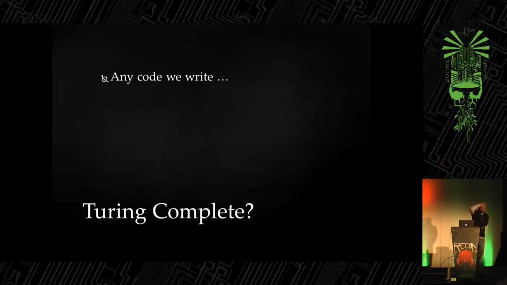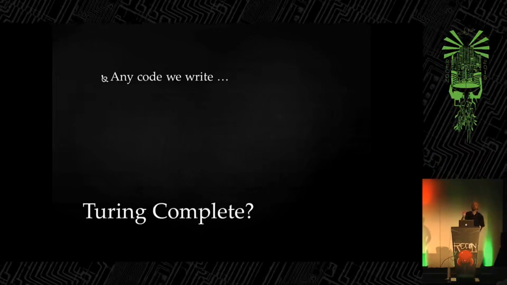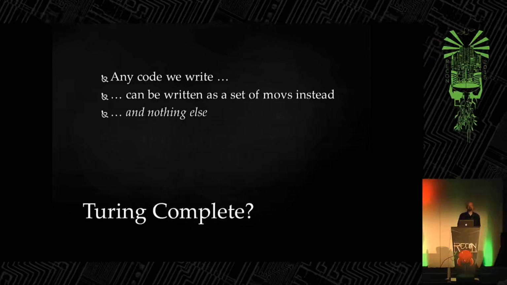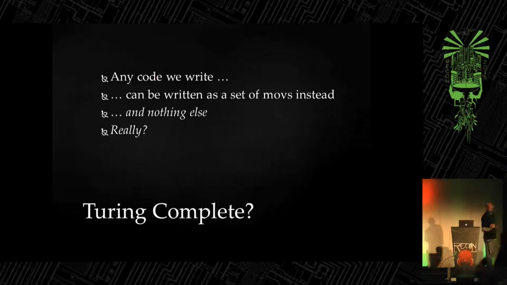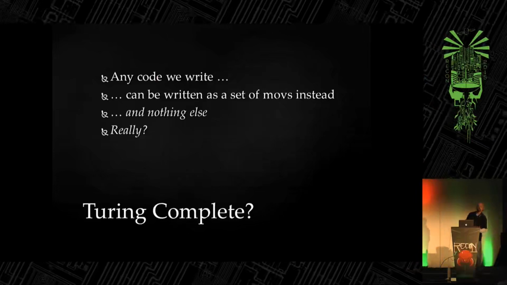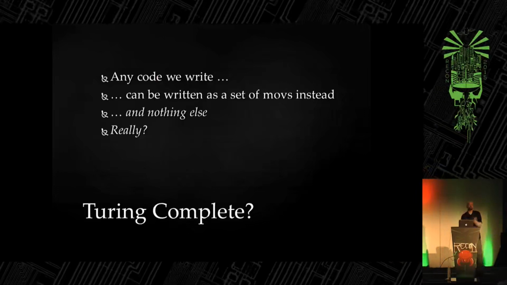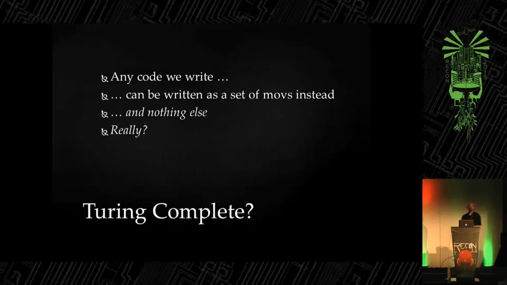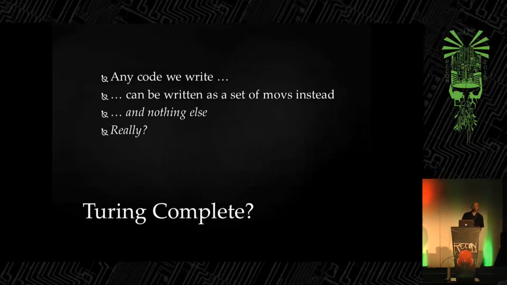So what does that mean if move is Turing complete? Well, at a high level, it means that any code that we write could be written as a set of moves instead, and absolutely nothing else, just a bunch of moves. And that just boggled my mind at first. I thought, really? I mean, when you think of all the incredibly complicated things we do with our code, like arithmetic and comparisons and jumps and function calls and exception handling, to then tell me that move can do all of these things on its own, that seems impossible. But if move is Turing complete, then that's the way it is. So the more I thought about that, the cooler it seemed.